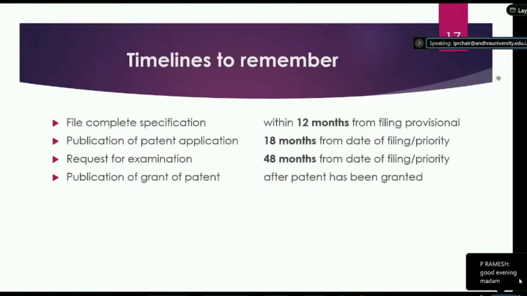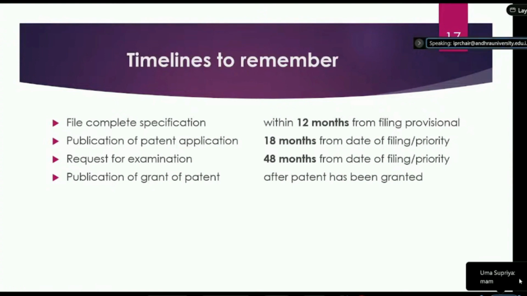There are some important timelines to remember while you are studying the Patent Act. File the complete specification, as I said, 12 months from the date of filing of the provisional specification. Then publication of the patent application, 18 months from your date of filing or priority, whichever is earlier. Request for examination, I told you, 48 months from the date of filing or priority, whichever is earlier. Then publication of grant of patent.